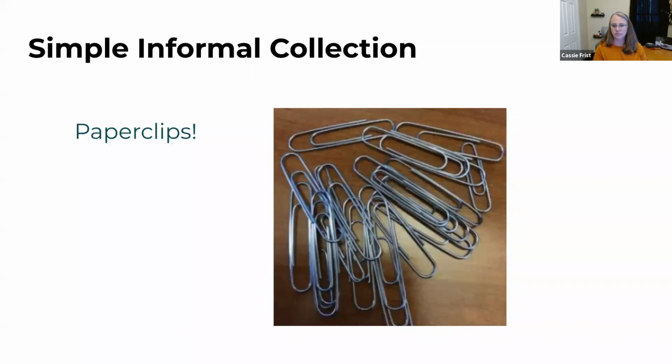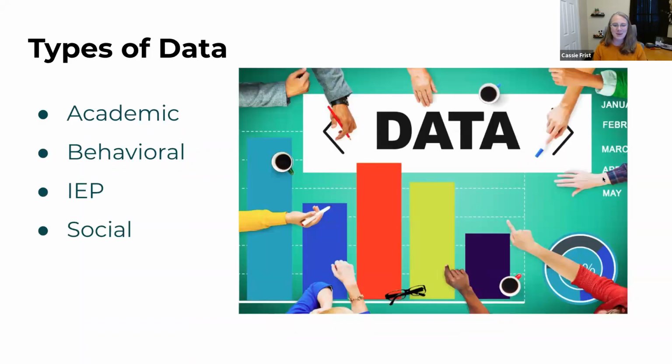Well, I got to click in the right spot. So, types of data that we're going to look at today and types of data that we collect. There's academic data. So these are our reading scores, our math scores, our AP tests, all of the things that our students are doing academically. And we do this pretty regularly. There's a lot of systems in place for this.